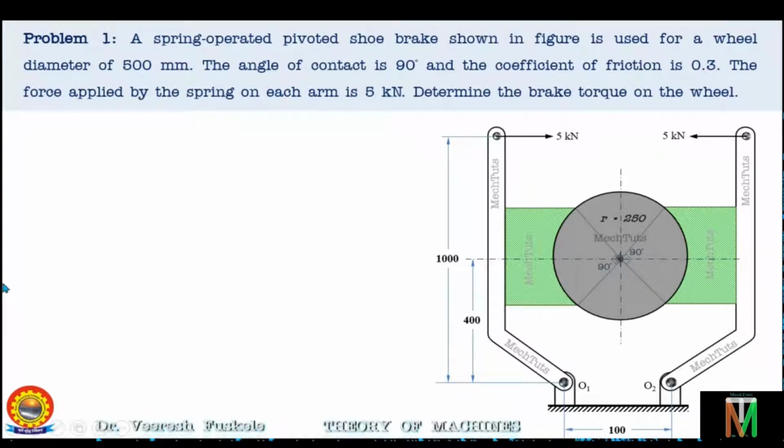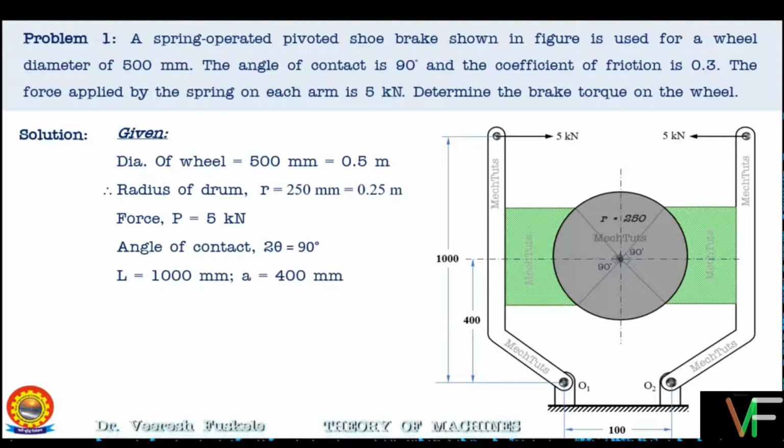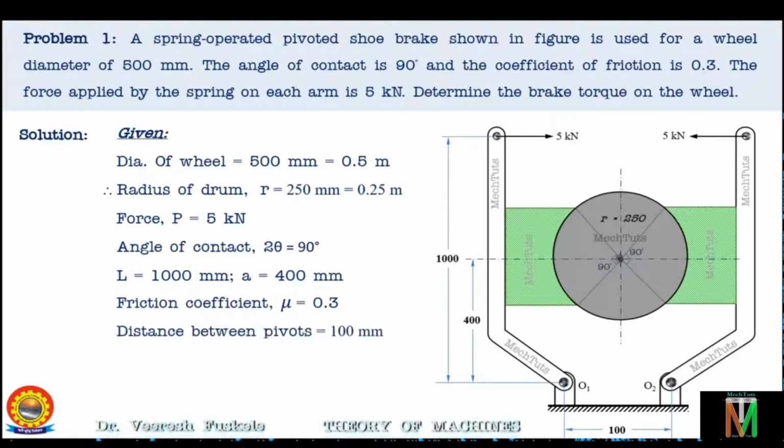So let's proceed with the solution, and as usual we should write down the given parameters. Diameter of wheel is 0.5 meter, so the radius will be 0.25 meter. Force is 5 kN. Angle of contact is 90 degree. The length L is equal to 1000 millimeter and distance A is 400 millimeter. The friction coefficient is 0.3 and the distance between the pivots is 100 mm. And we have to find the braking torque TB.